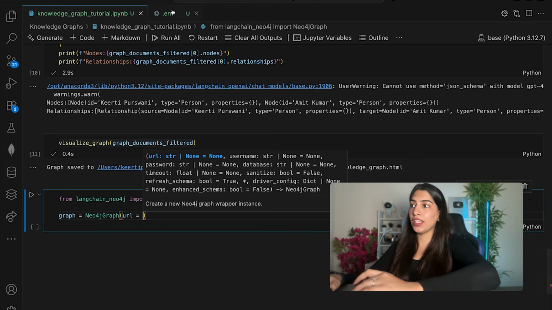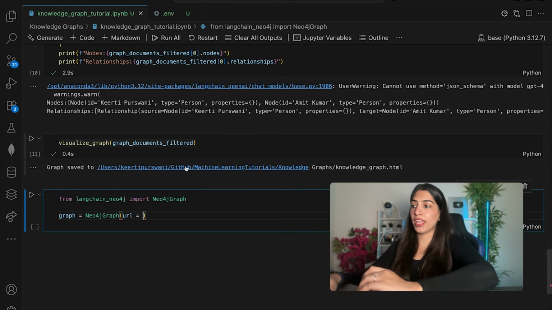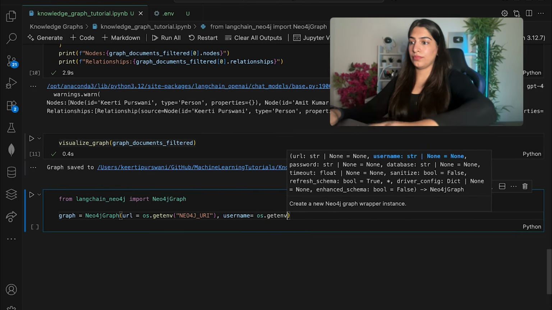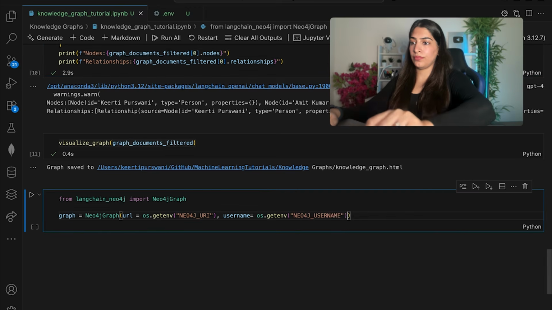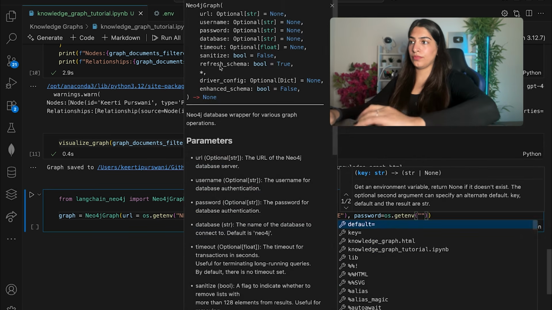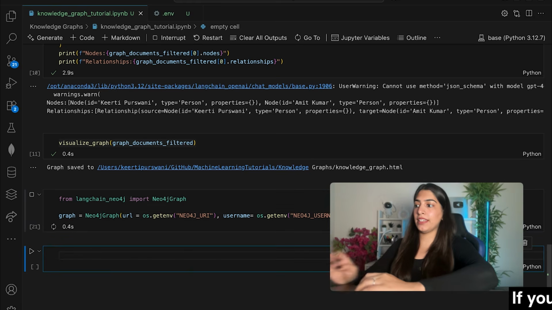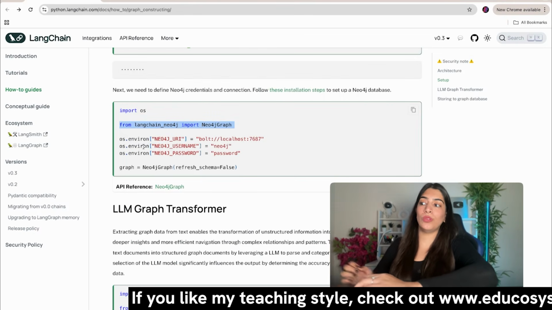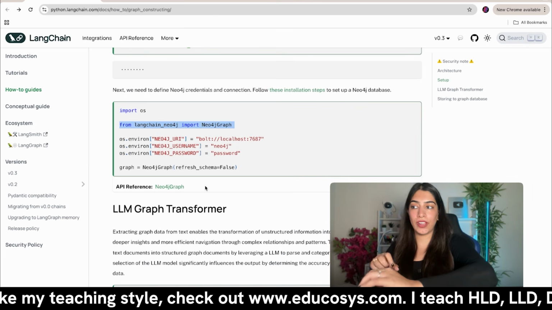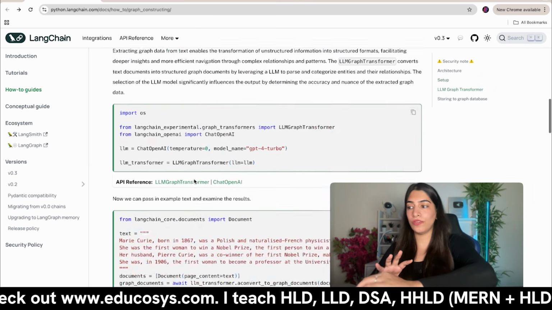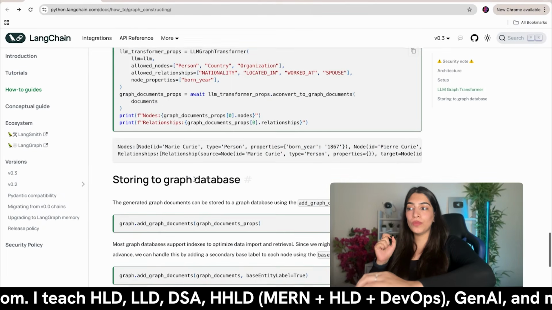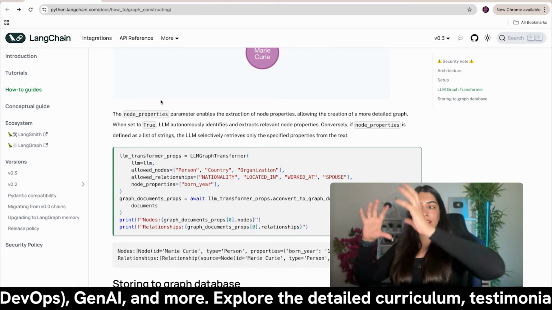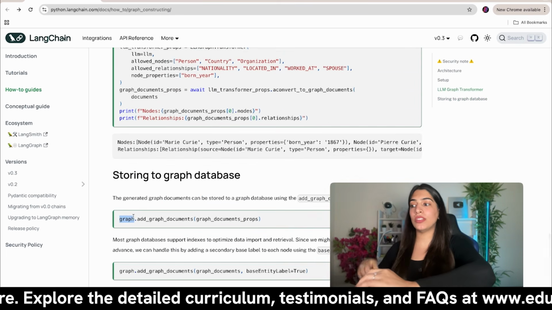I have added everything in my env. So I just need to get from my env and I need to pass it. So we just created our graph and we are now ready to add to our graph, right? So this is the graph that we created. So we basically just connected to our Neo4j instance, and the graph documents that we had created, that we need to add to this graph, right? So we first created the graph documents, all of that part is done. We just need to add to our graph now.